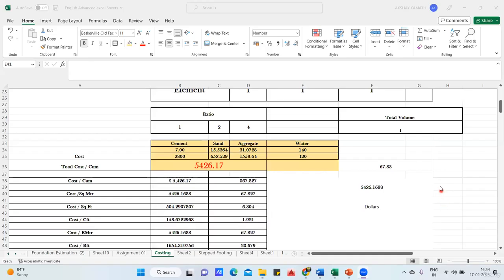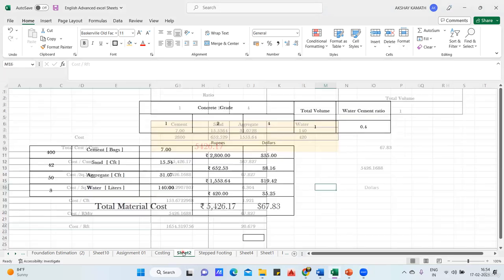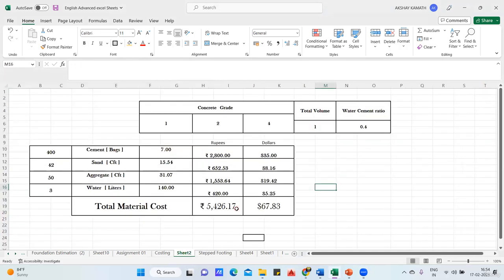So in this lecture we'll try to see how to find out the cost of any material in square meter, that is cost per square feet, cost per CFT, cost per running meter, cost per RFT. If you remember, in the previous lecture I had explained the unit conversion, and before that lecture we had done it for 1:2:4.